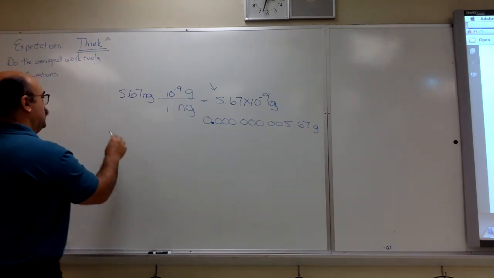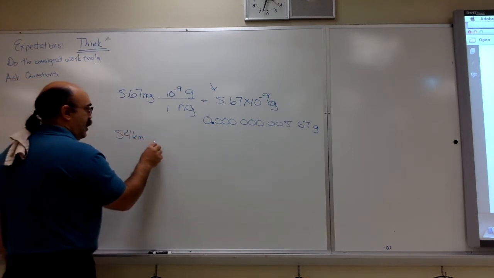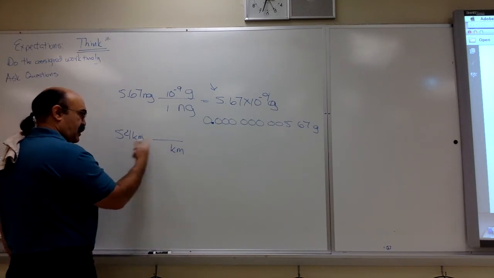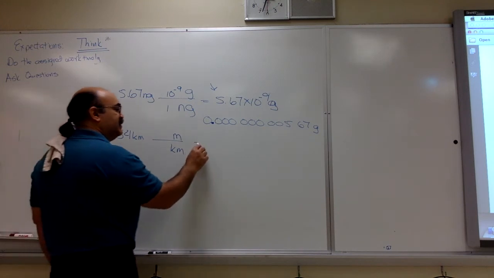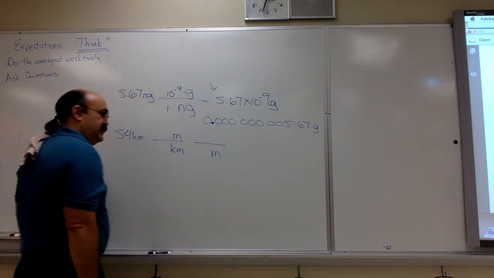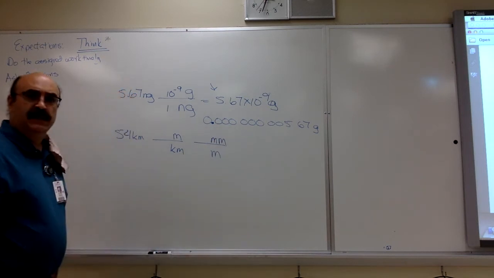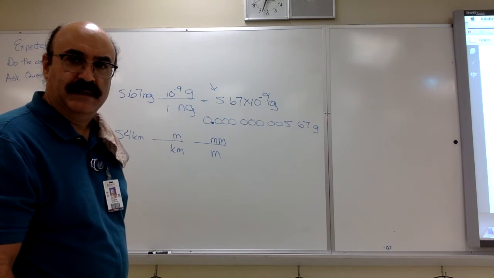Millimeters and 54 kilometers. I've got 54 kilometers. Automatically, kilometers goes in my denominator to cross cancel. My base unit goes on top. I'm not done. I want to get to millimeters. So that means meters in the denominator, millimeters on top. Dimensional analysis, I've chosen the correct units to get to where I need to be.